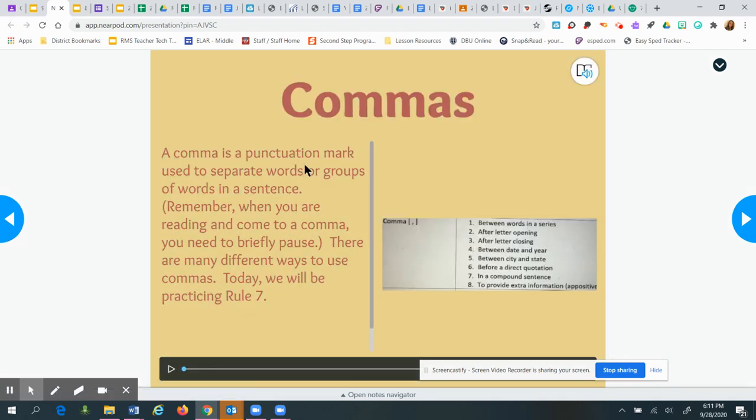Commas. A comma is a punctuation mark used to separate words or groups of words in a sentence. Remember, when you are reading and come to a comma, you need to briefly pause. There are many different ways to use commas. Today, we will be practicing rule number 7. This is what your grammar and mechanics rules look like that are in your materials in Google Classroom. If you go down to number 7, it tells you to add a comma in a compound sentence. That's what we're doing today.